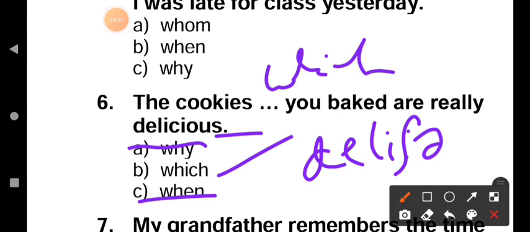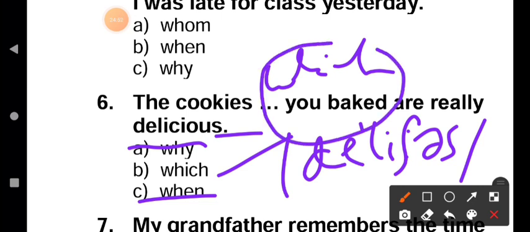Delicious. Test the second syllable. Delicious. The cookies which you baked are really delicious. Which you baked is a defining relative clause.